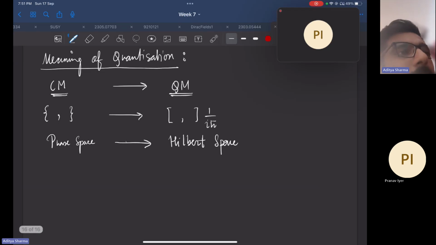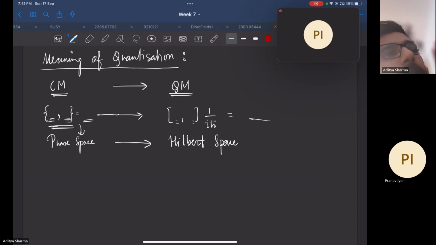The main point is this. You promote whatever is inside the Poisson bracket, which is a function of the phase space, as operators. Whatever was the result of the Poisson bracket, you are going to have the same result for the commutator, with a factor of 1 by iħ. This is what it means when you quantize things. This is when you go from classical mechanics to quantum mechanics.